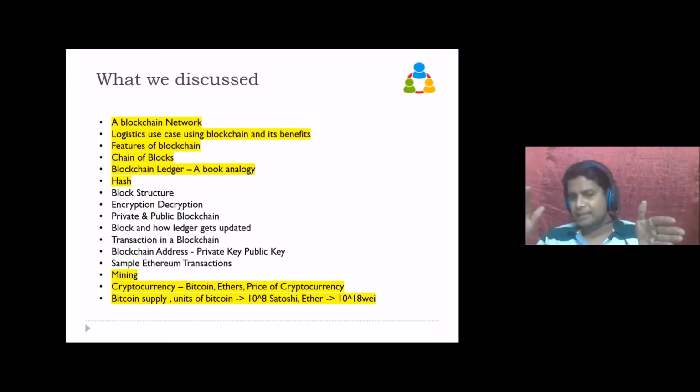Every transaction will have a transaction fee. Currently a miner who is mining a block will get 6.25 Bitcoin as reward. All those things we spoke about in our last session.